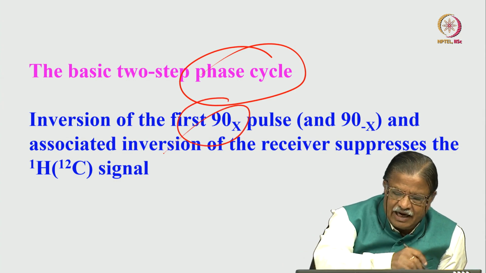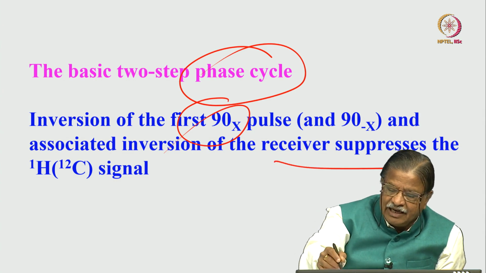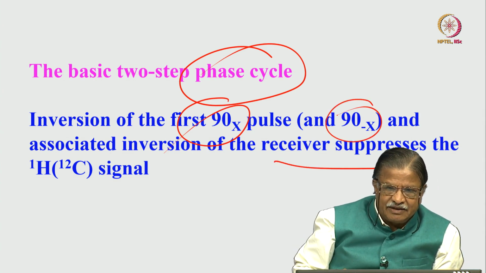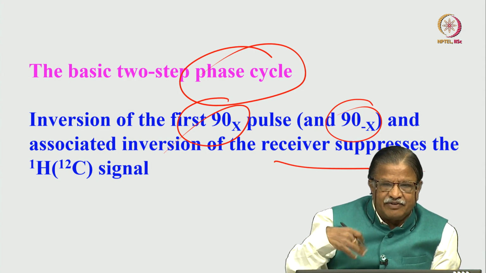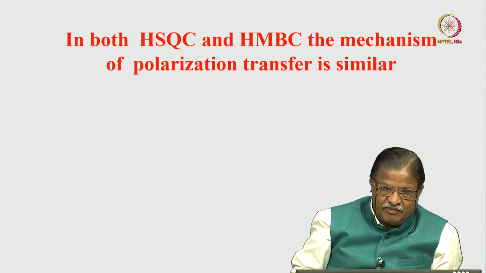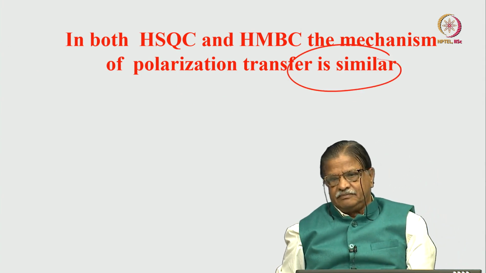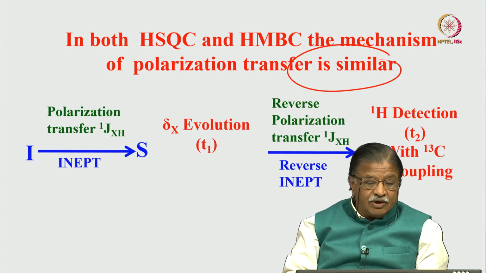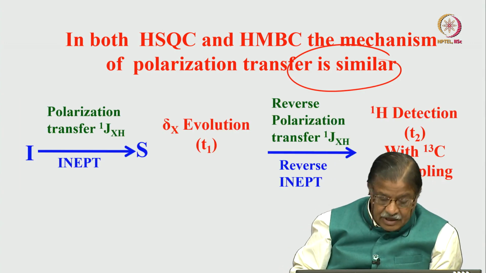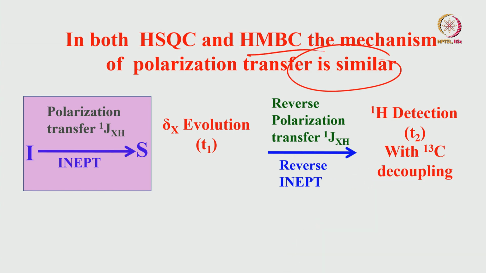We do the first 90-degree pulse experiment, and then we invert the receiver accordingly. The second experiment we do with 90 minus x, and then take the difference between the two. This is what we do. In both HSQC and HMBC experiments, what happens? The mechanism of polarization transfer is identical. Transfer magnetization from proton to carbon. This is identical for HMBC also.